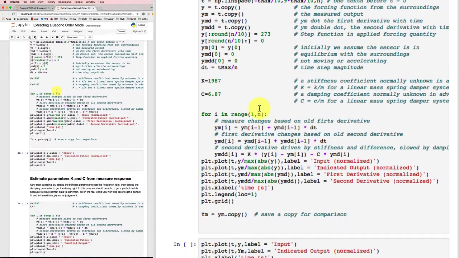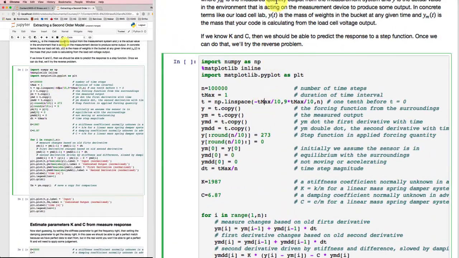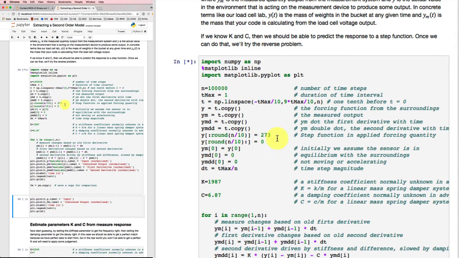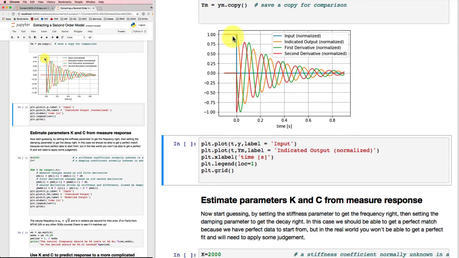And it's done the calculation. Now it'll do the calculation because I actually got the right cell. And it's doing the calculation over 100,000 data points, so it will probably take a little while. And there's the result we get. That's the same sort of step function response that we got before. And I've normalized all of the values so that they all vary between zero magnitude and a magnitude of one. So we're still seeing the same kind of oscillations that we saw before.